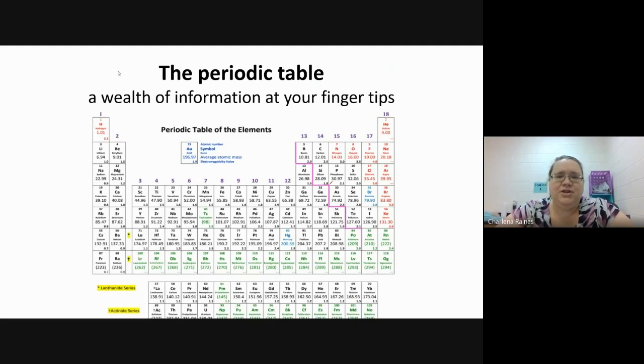There's a lot of information on the periodic table that you can just see based on the color coding, especially for the ones that we utilize in class. But there's other things that you can add to it that will help make chemistry a little bit easier for you.